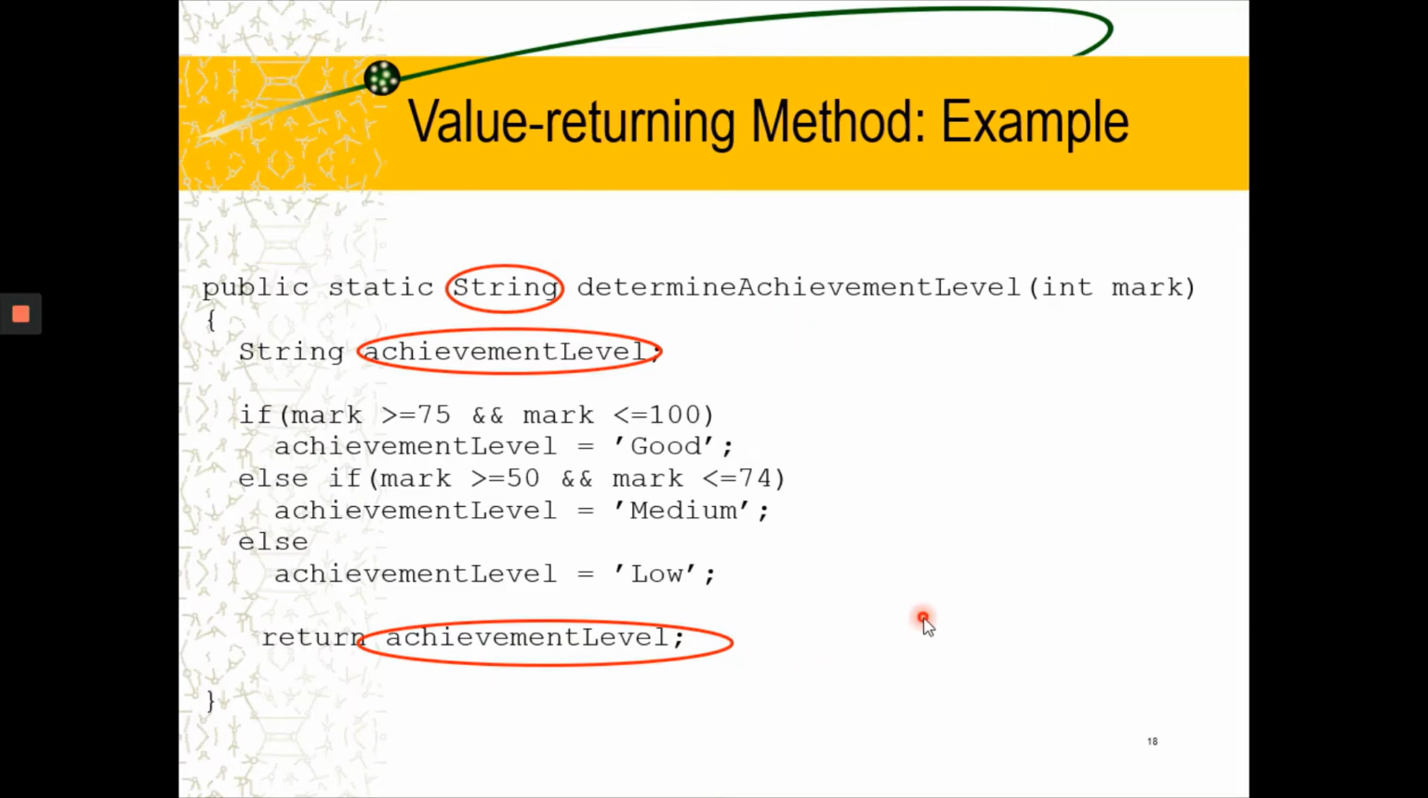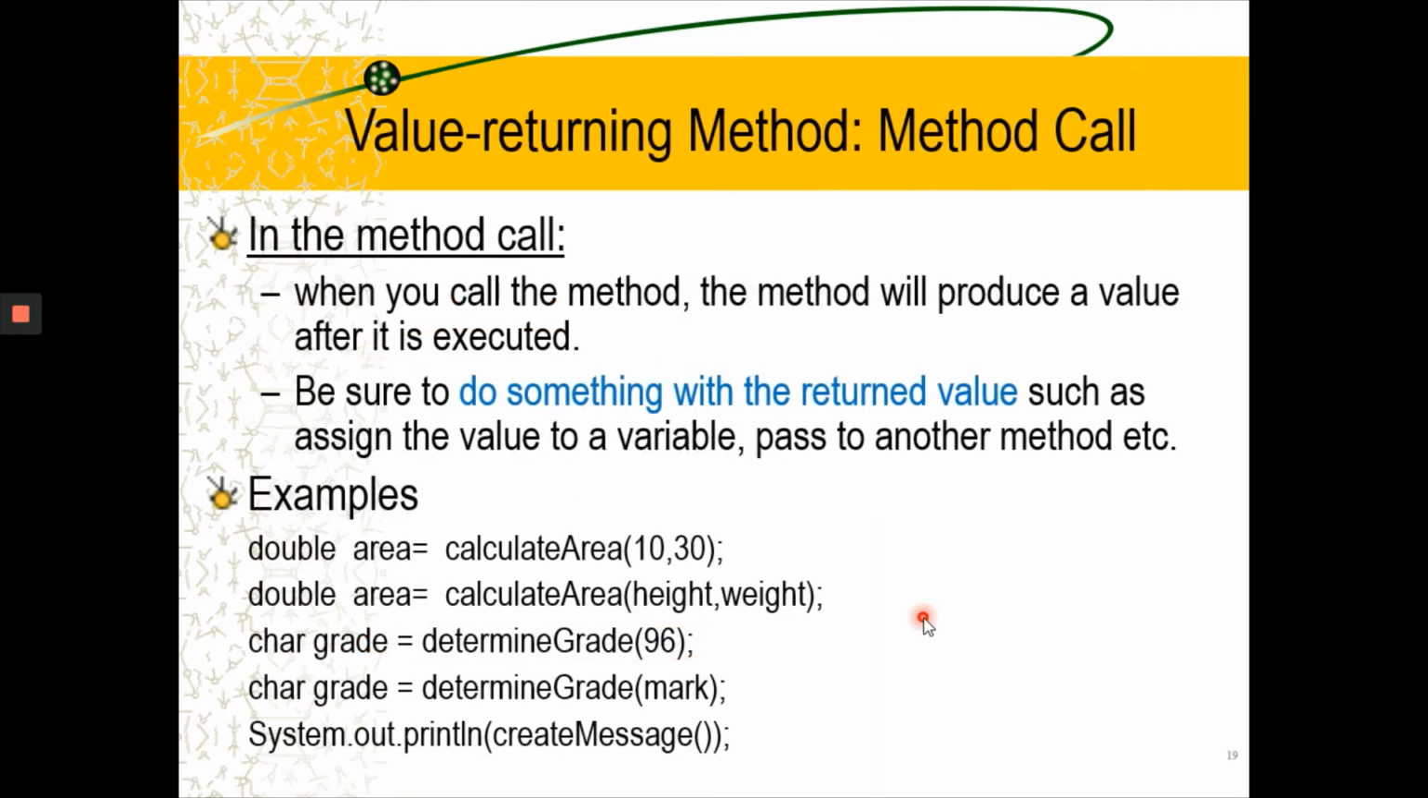So next we also have to understand about the method call. There is a slight difference between a void method and a value returning method in the method call. When you call the method, it will produce a value after it is executed. So once you call the method, you will do the calculation and return some value. When you receive the value returned by the method, you have to do something with that value. You cannot just leave it as it is.